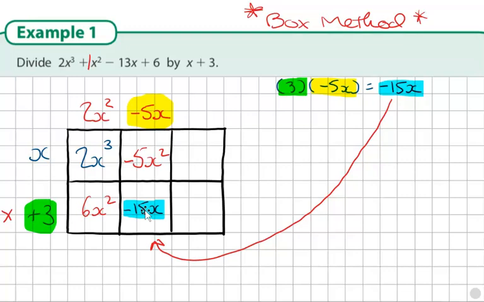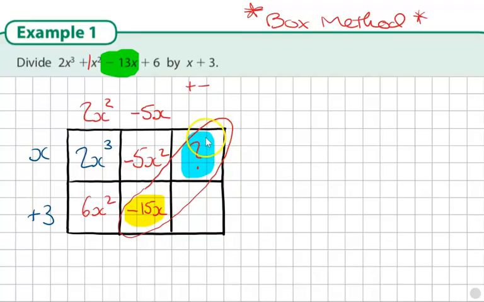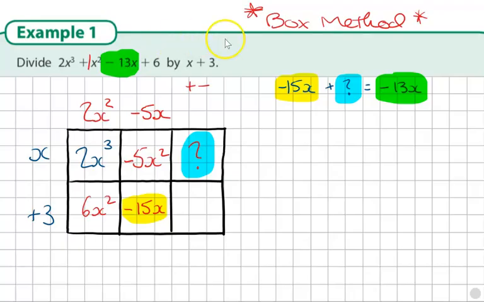So we've done our division and our multiplication, and now we're going to go diagonally and do our addition or subtraction. So next we want to figure out what goes into this box. So we're going to add or subtract. So minus 15x plus or minus something should give us our next term in our dividend, which is minus 13x. And that's going to be plus 2x. So minus 15x plus 2x gives us minus 13x. So plus 2x goes into this box here.